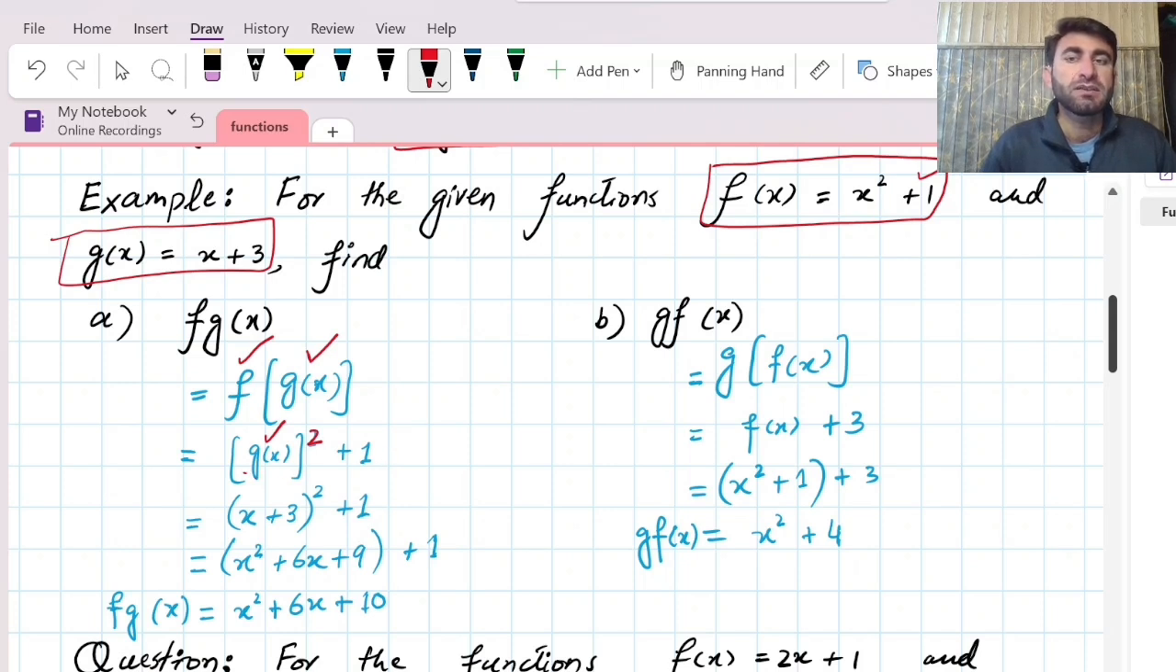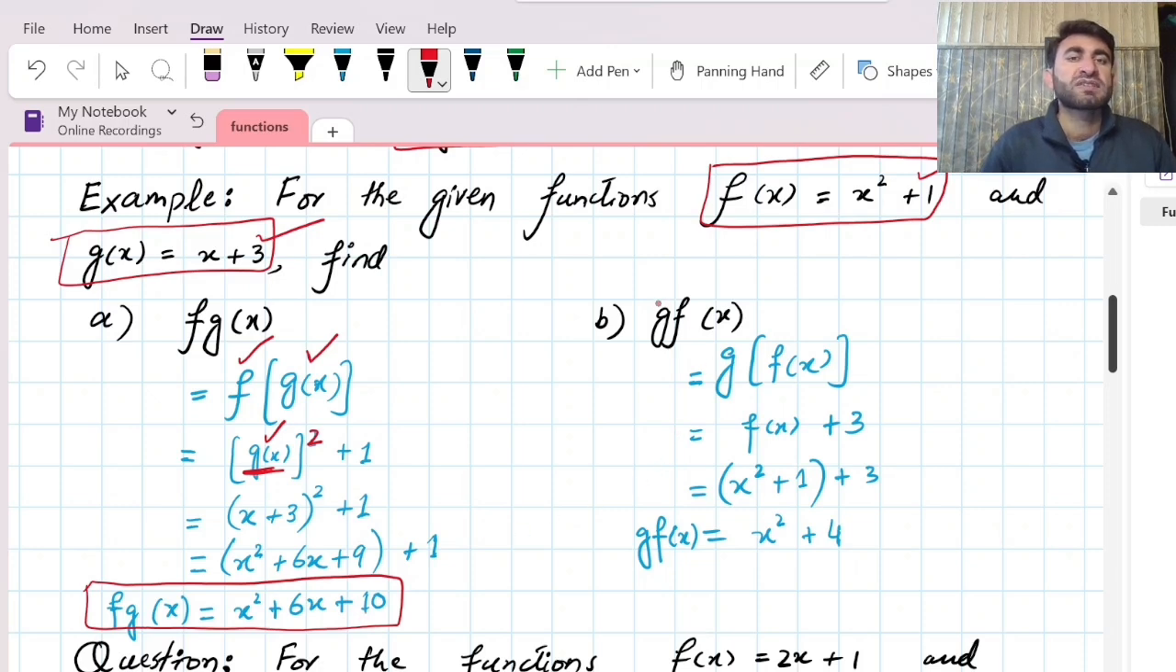Now we replace g of x with its expression, which was x plus 3, so it will become the whole square of x plus 3, and plus 1 will remain as it is. Then we expand the square of x plus 3 and add it to 1, so the composition fg of x equals x square plus 6x plus 10.